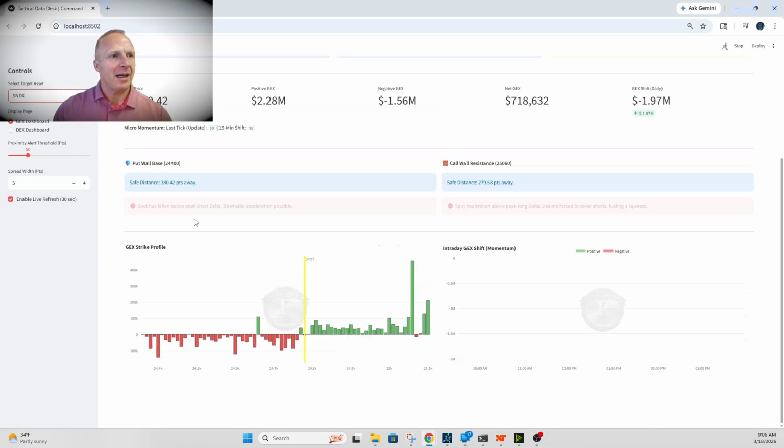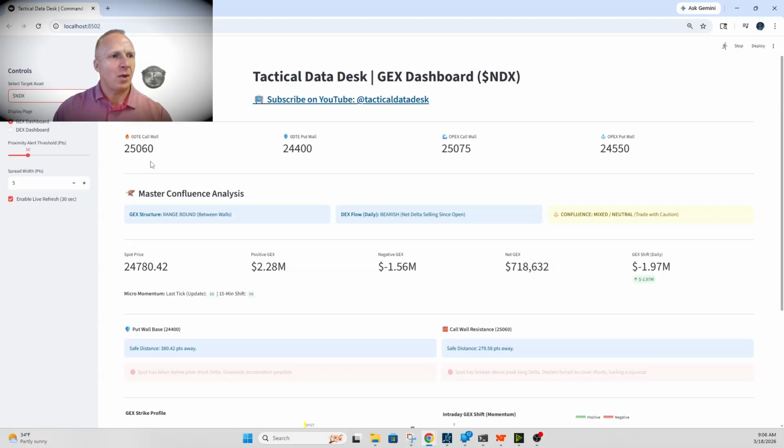Let's look at NDX. The 0 DTE call wall 25.60 and the put wall 24.400 today. The OPEX, which is Friday, 25.70, and the put wall 24.550. So Friday's expiration, the put wall's higher than today's expiration.